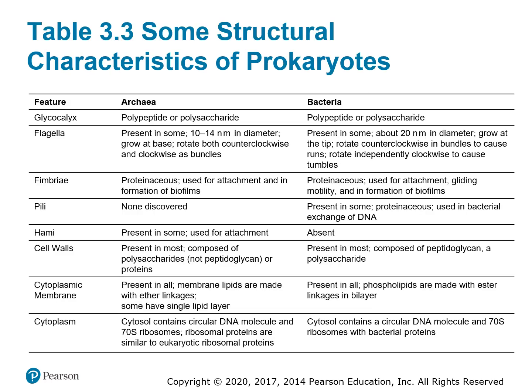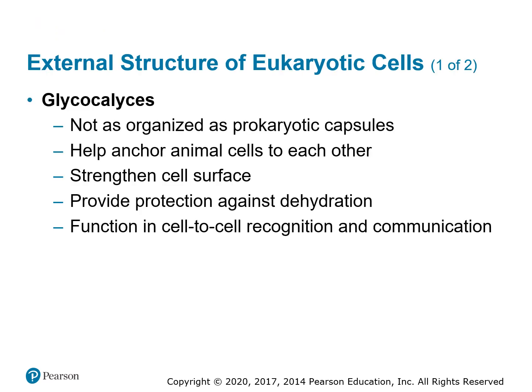Here we can see some of the features and how they differ in both of these groups of prokaryotes. So it's an important part that I encourage you to look at. Now, in eukaryotic cells, glycocalyces are a little bit different. They're not as organized and as dense as you would see them in capsules of prokaryotic organisms by a long shot. The extracellular matrix in eukaryotic cells is definitely different.